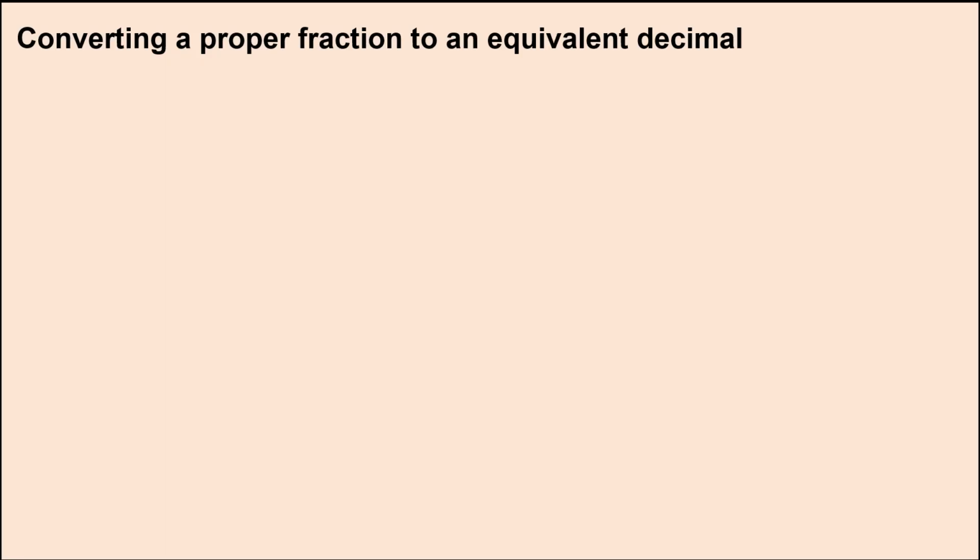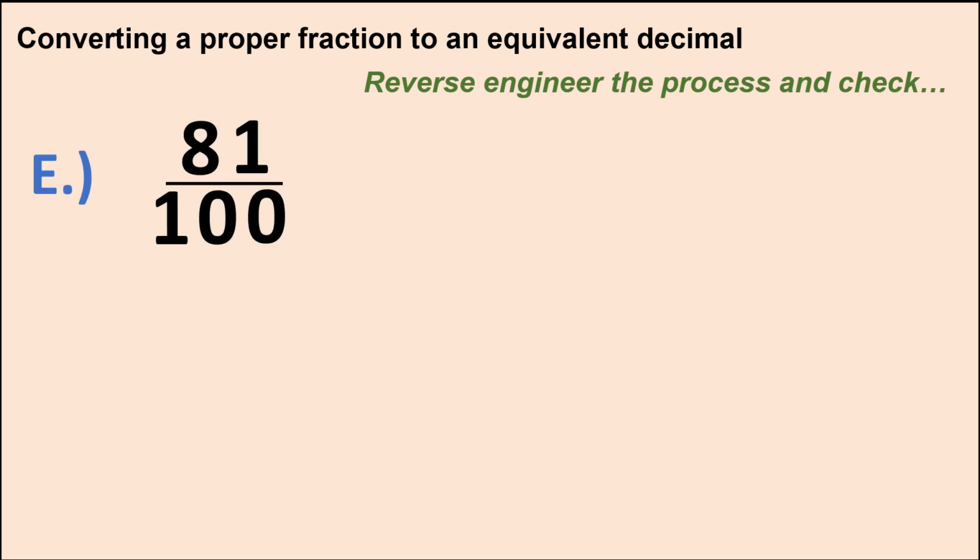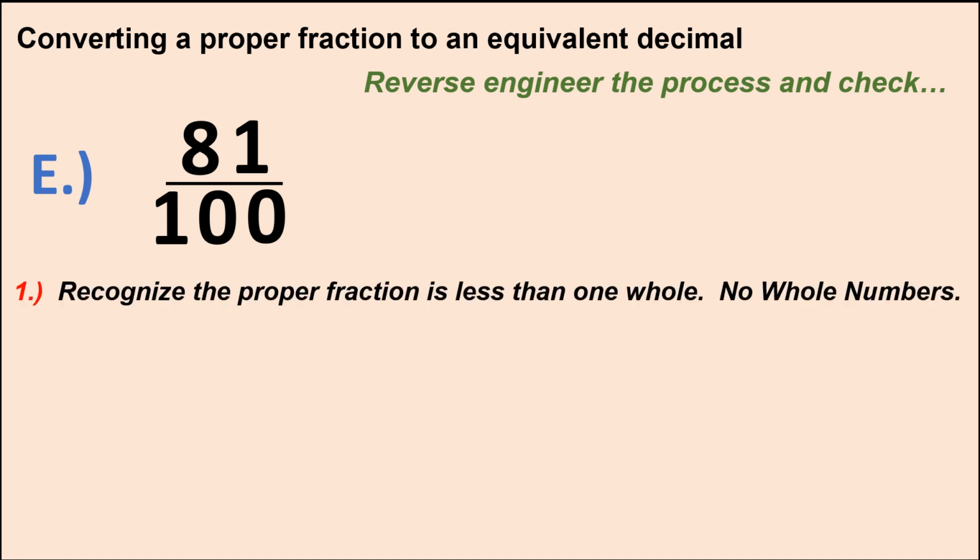Now, let's reverse gears and convert a proper fraction to an equivalent decimal. It only requires a bit of reverse engineering and then comparing our answer. If we are given the proper fraction, 81 hundredths, let's find its equivalent decimal. Students should immediately recognize that this fraction, 81 hundredths, is a proper fraction, meaning that it's less than 1. How do we know that? There are no whole numbers.